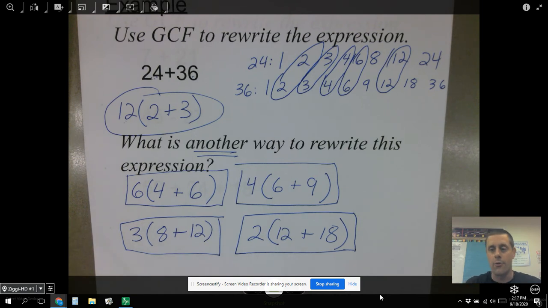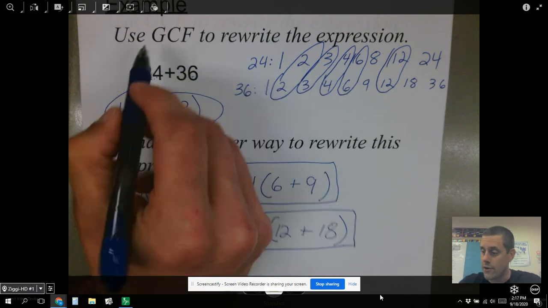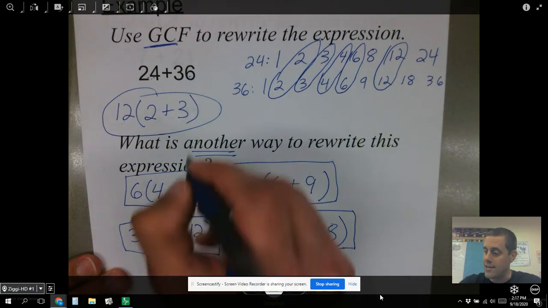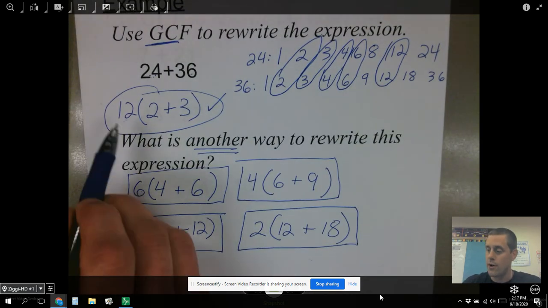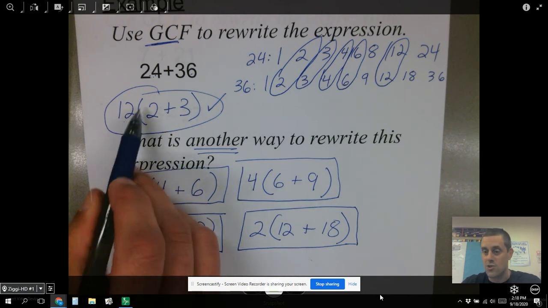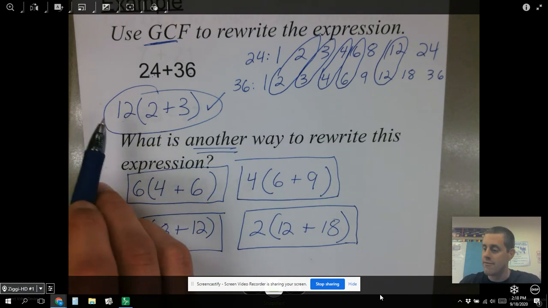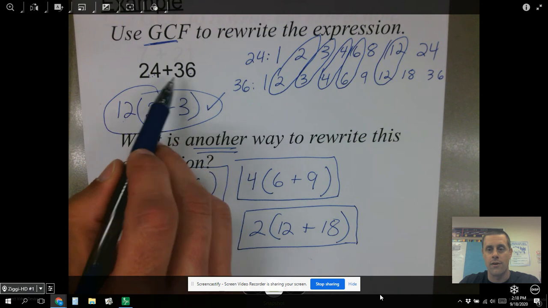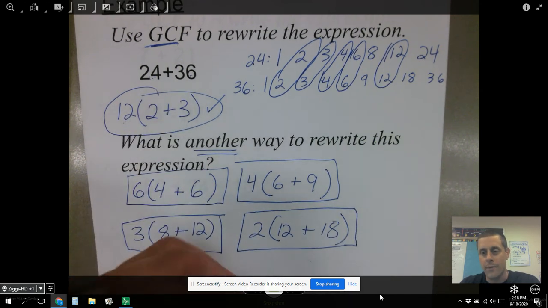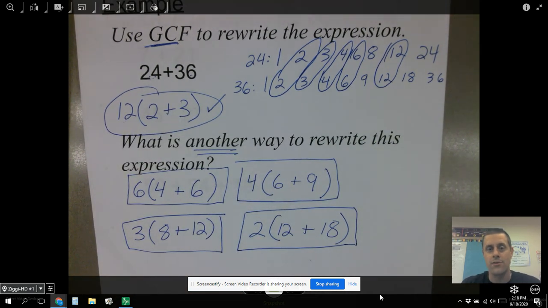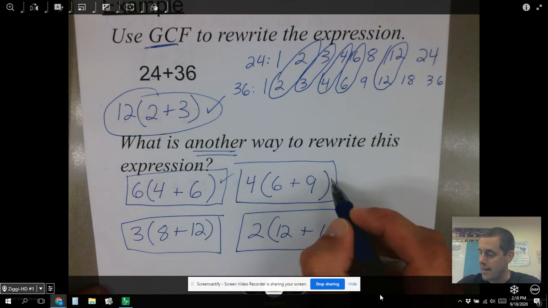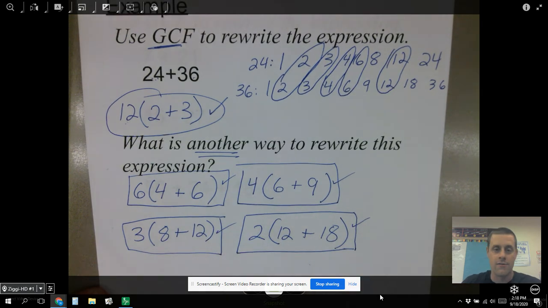So you're going to run into circumstances where they ask you to factor an expression using the greatest common factor. In that case, this is your only answer, 12 times the quantity of 2 plus 3, because 12 is the largest value that I could factor out of both 24 and 36. But there will be occasions where you'll be asked to factor an expression in multiple ways. And in that case, you could use any common factor, and any of these would be viable ways to factor an expression.